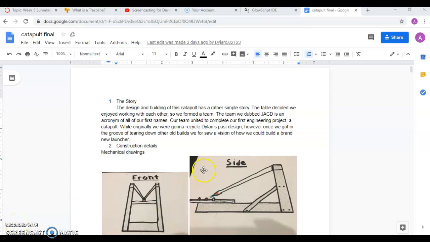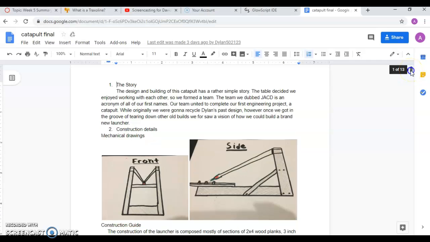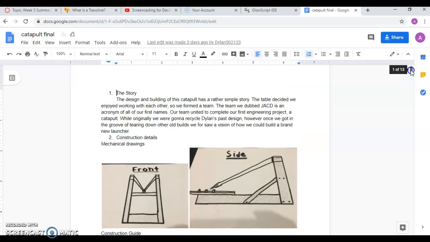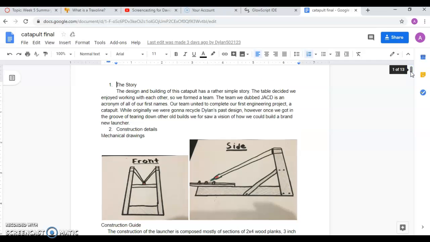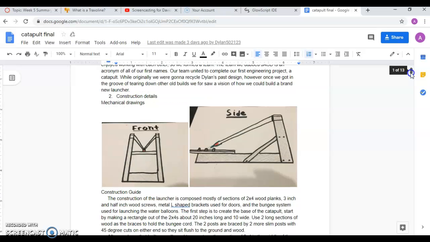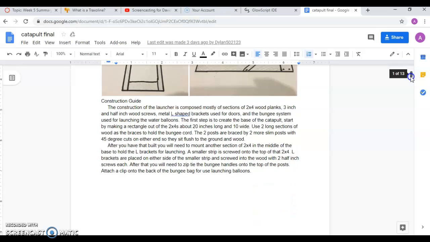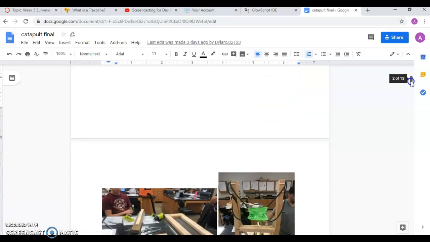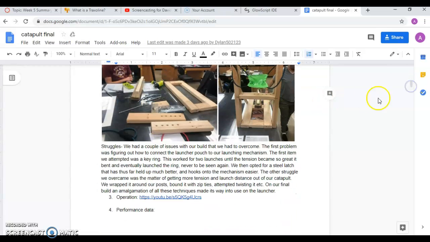So this week in class, we did our catapult launchers. This is an overview of what we did for the whole project rather than the whole week, because we basically just launched and finished up the last of our calculations. So we have the base, the diagram, some of the construction pieces, and our struggles, and what we did.